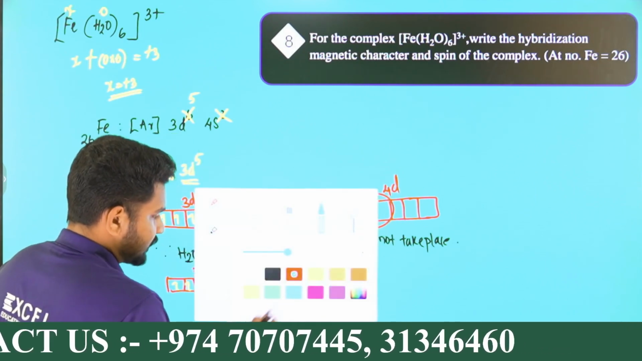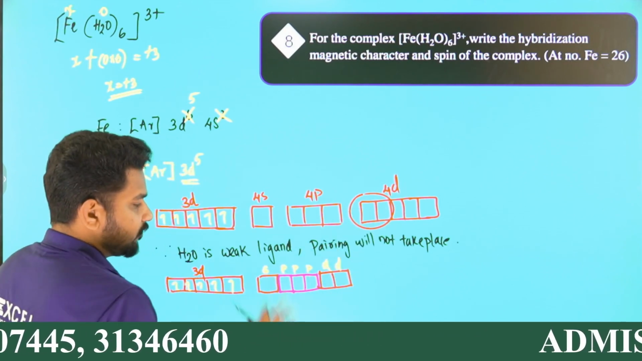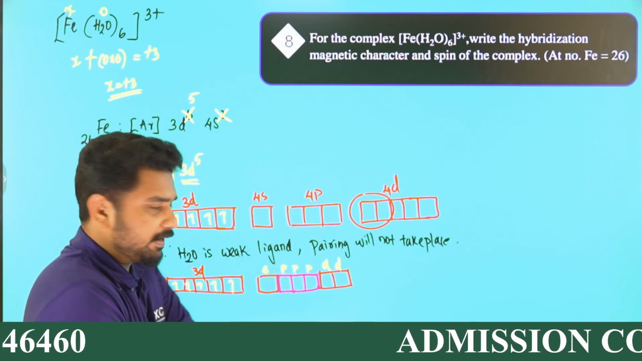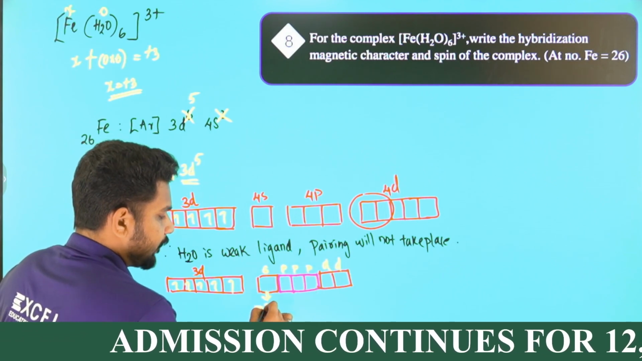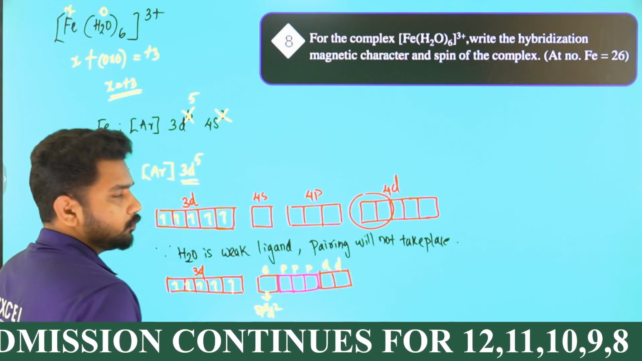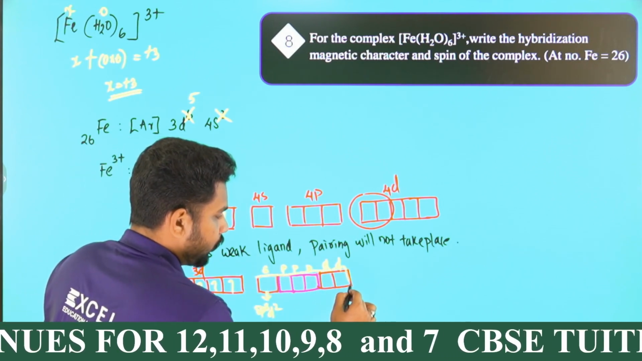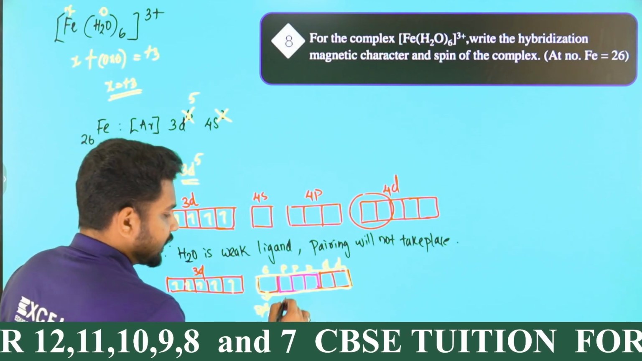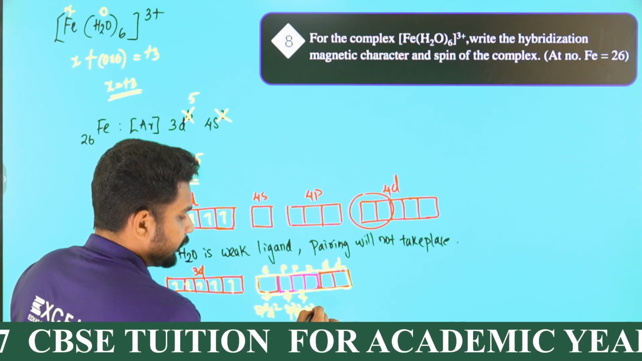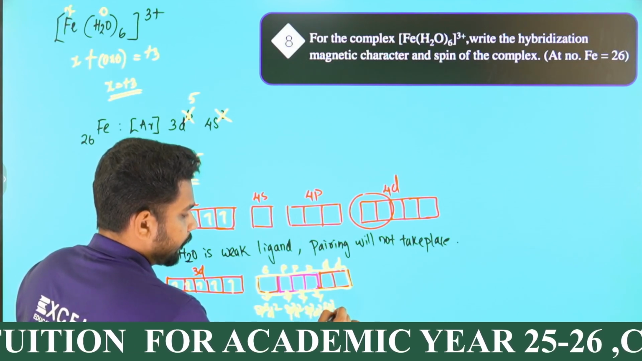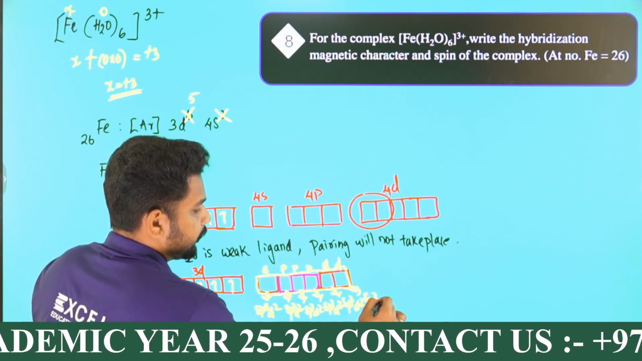When this one s, 3 p and 2 d orbitals undergo hybridization, they will form sp3. sp3, how many d is there? 2. So this will become sp3d2. All the 6 orbitals will become sp3d2. This will also be sp3d2, and this will be sp3d2. Similarly, all of them will become sp3d2.